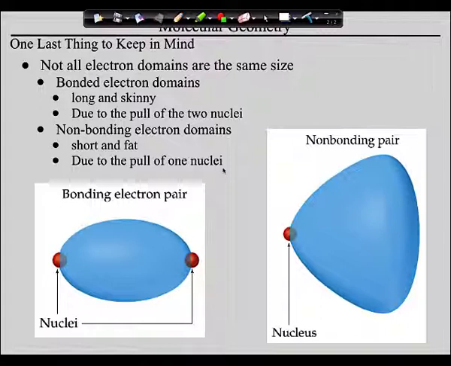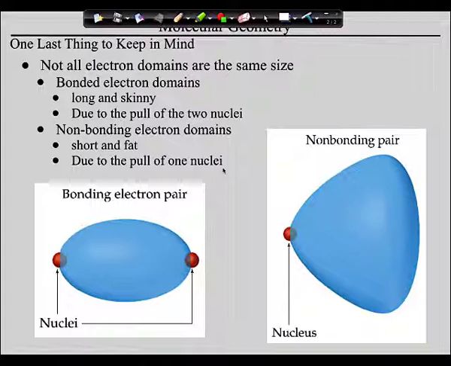It is not involved in a bond, so there isn't another nucleus over here pulling it, and as a result, it's short and fat. So non-bonding domains, short and fat, bonding domains, long and skinny, even though this doesn't really look long and skinny, but obviously it is compared to that, which is a non-bonding domain.